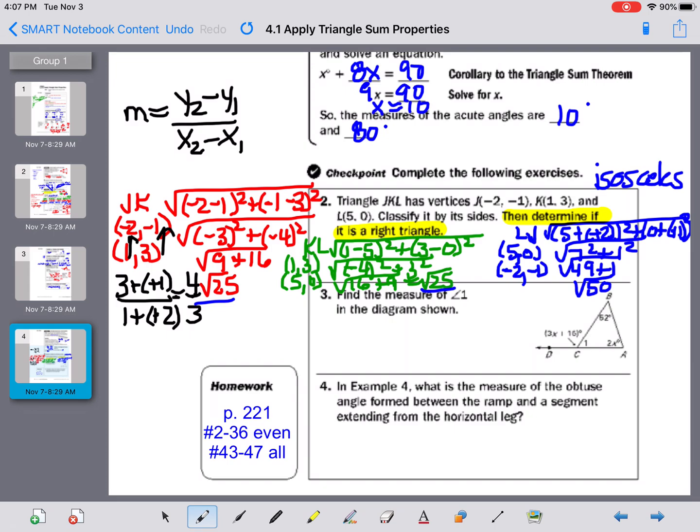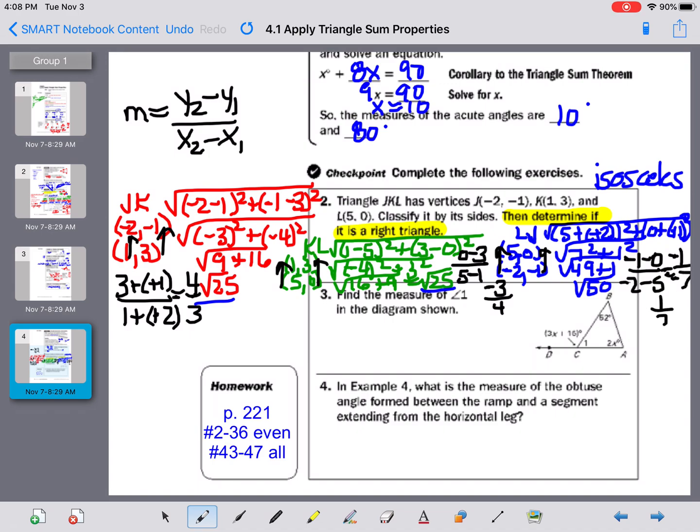Now I'm coming over here to KL. Again, I'm going to just go up both sides here. 0 minus 3 on my y's, and then 5 minus 1 on my x's. 0 minus 3 is -3. 5 minus 1 is 4. And then finally for LJ, going up again, subtract those y's first. Y is always on top. -1 minus 0 on top, and on the bottom, -2 minus 5. That'll give me -1 over -7. So I get 1 over 7.